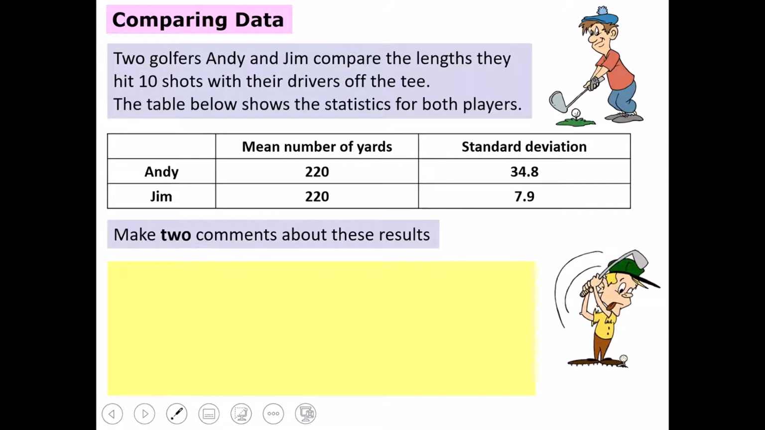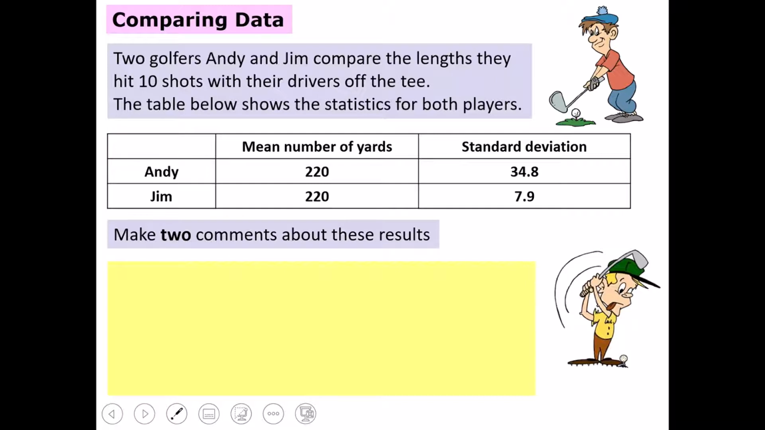So we're going to first look at a couple of examples of comparing data. Let's look at this example first before we get into actually calculating the standard deviation. Two golfers, Andy and Jim, compare the lengths they hit 10 shots with their drivers off the tee. The table below shows the statistics for both players. Each player hits the driver off the tee and they have measured how far in yards each of those shots are.